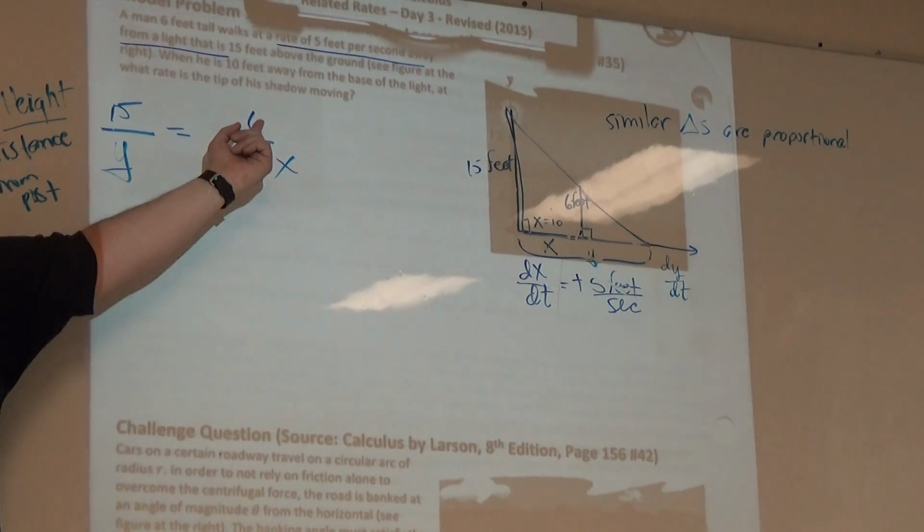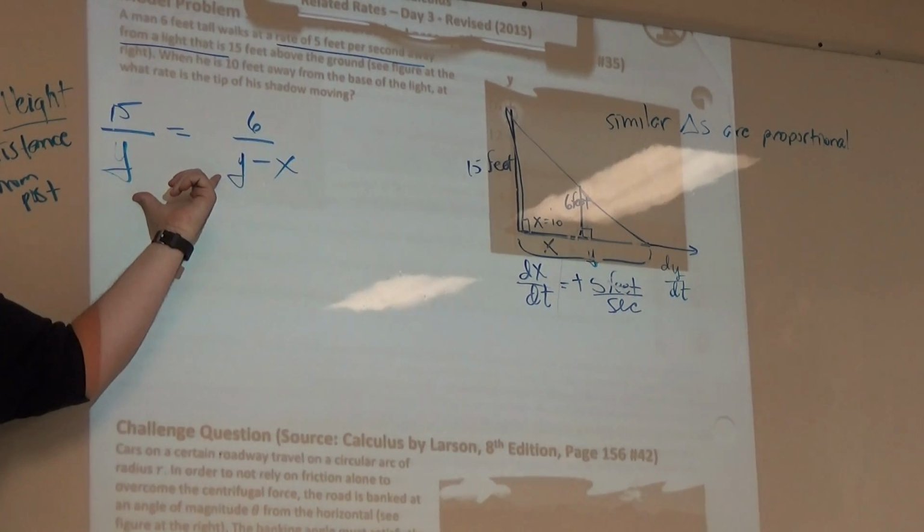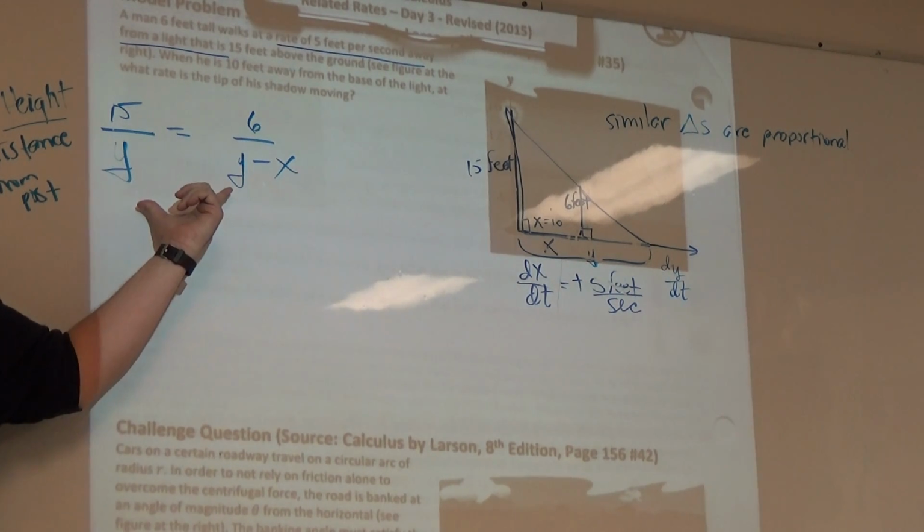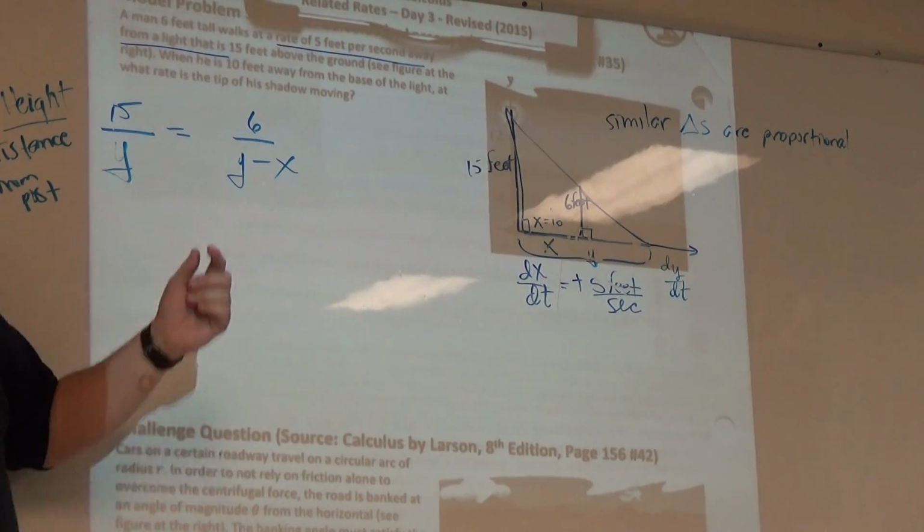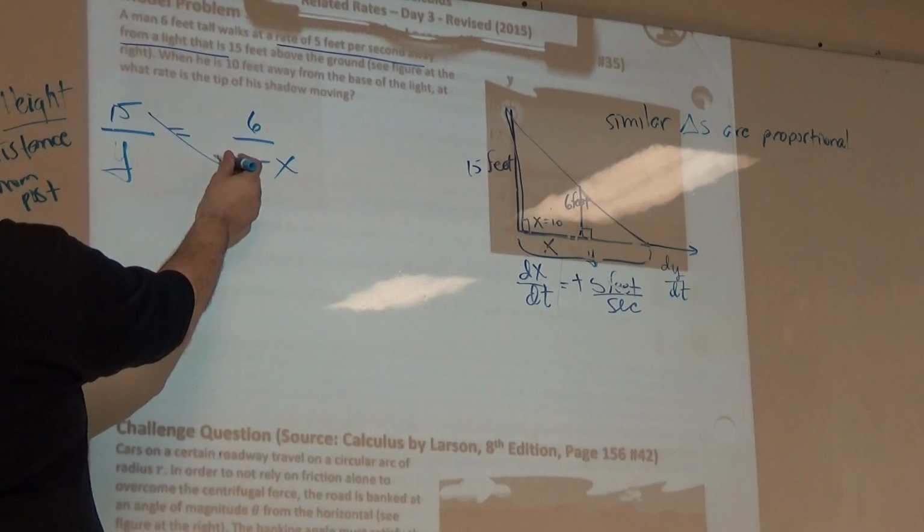15 over y equals 6 over y minus x. This is always true. I can find the derivative. The other thing that's always true, you guys have been doing this with proportions since 7th grade: cross multiply. Is it still always true?